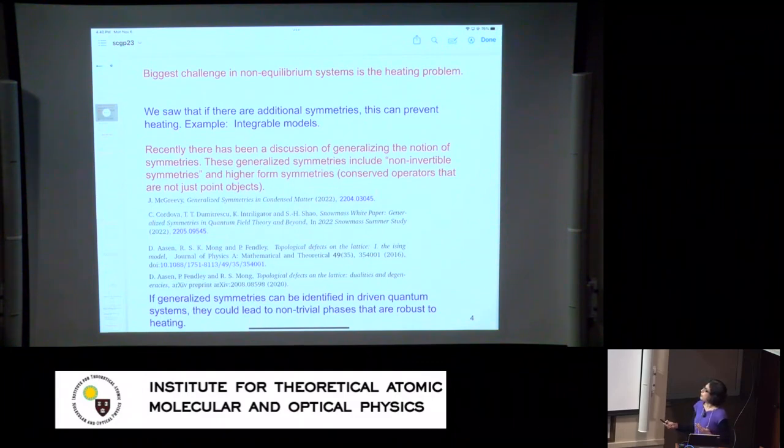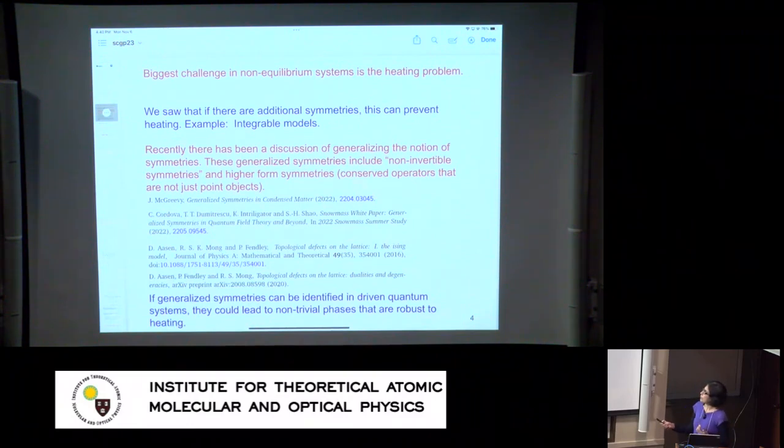So a big problem has been to get over this heating problem, and there are many ways to get over the heating problems. One of them is to work with these so-called integrable models, and in integrable models we know what prevents heating is that there are many symmetries which lead to many conservation laws.